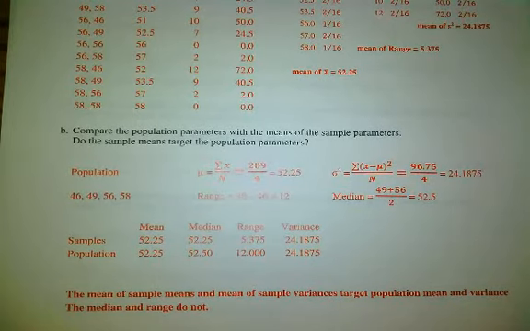So again, the mean of the sample means and the mean of the sample variances target, which means matches, the population mean and the population variance. However, the median and the range, those parameters did not match. They would have been biased.